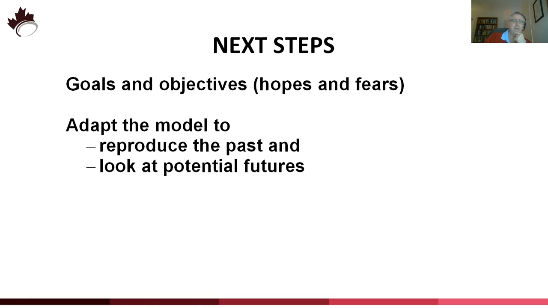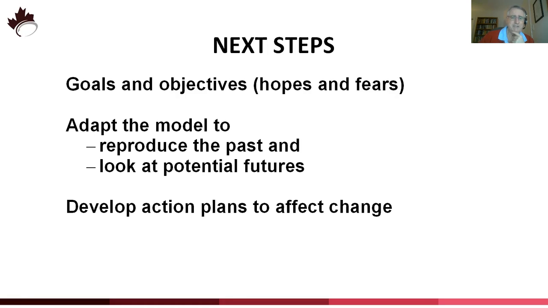And then with this model calibrated, we can look at potential futures where we look at possible ways to change the system to reach your goals. And so then we would look at action plans that could affect change in the parameters and thereby develop your system in a way that reaches your goals. And these action plans are generally some kind of a policy and an implementation of that policy.